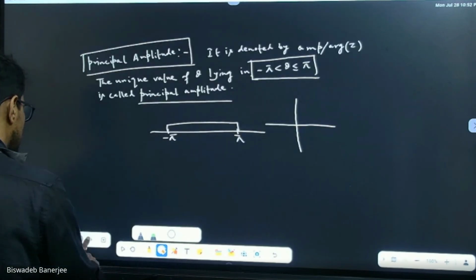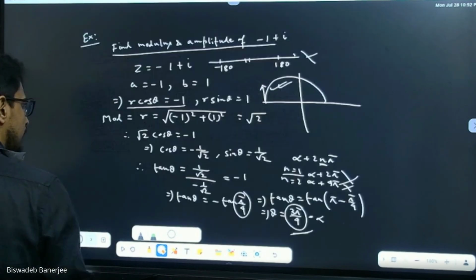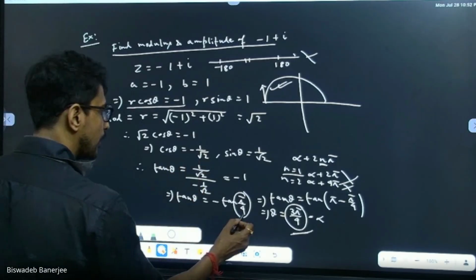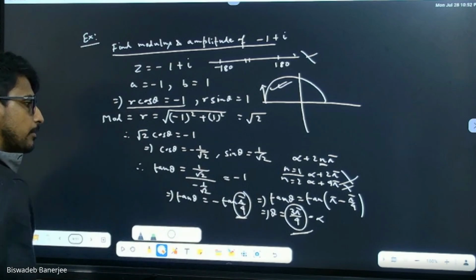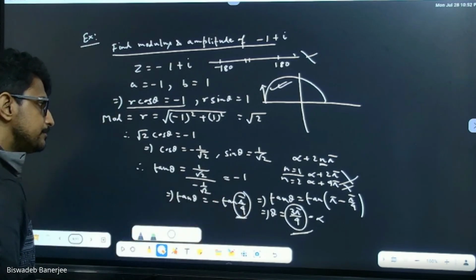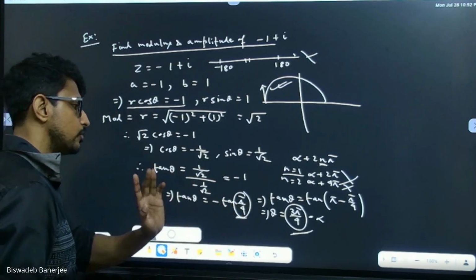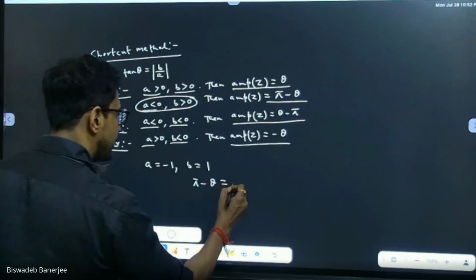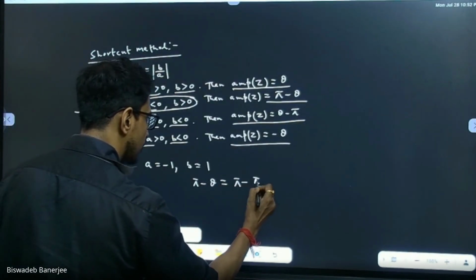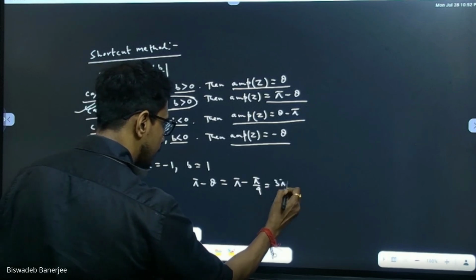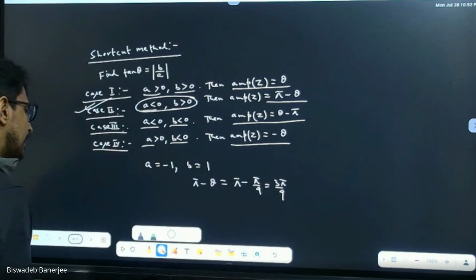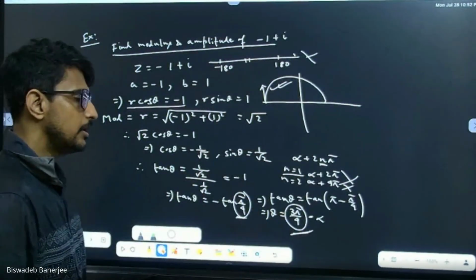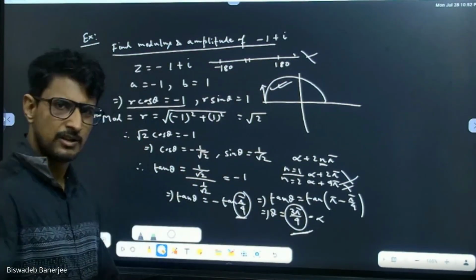Now see that in this question, my theta was pi by 4. So if we apply this, pi minus theta, putting theta equal to pi by 4, 3 pi by 4 is my amplitude. See that we obtain 3 pi by 4 as we obtained here. This is a shortcut technique. It's a very easy technique.